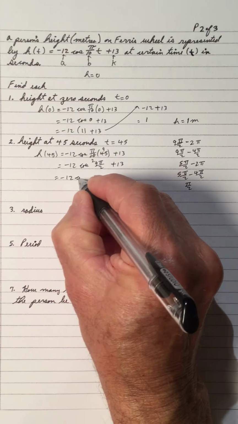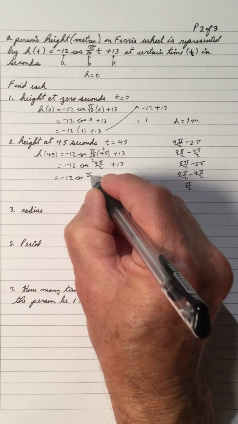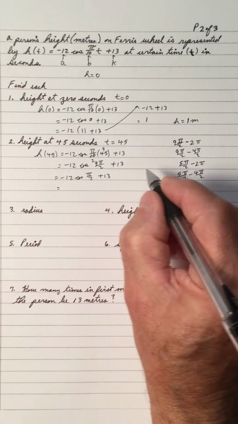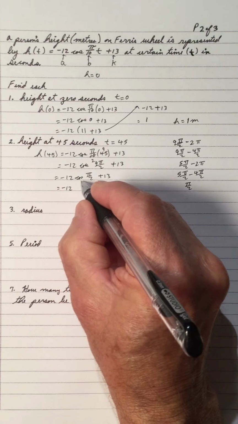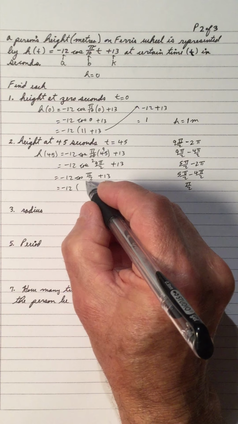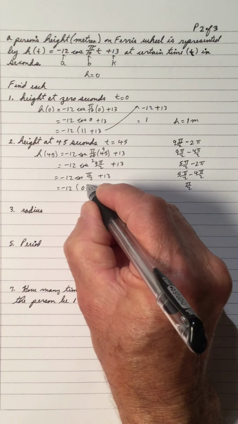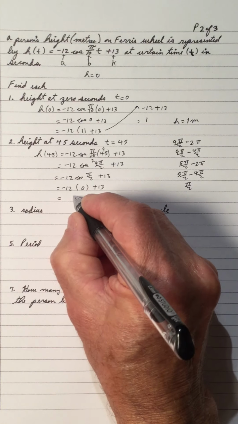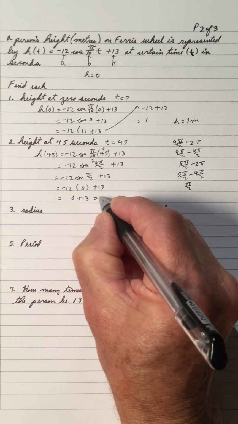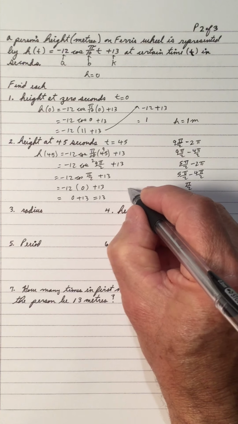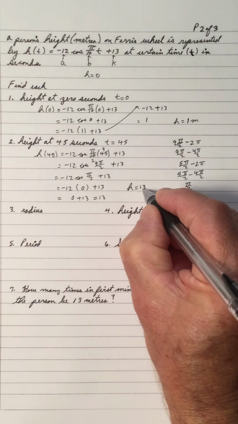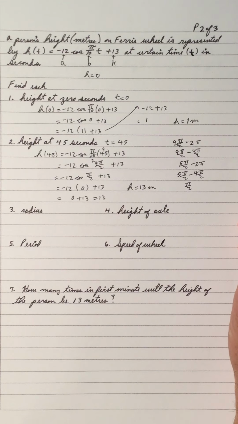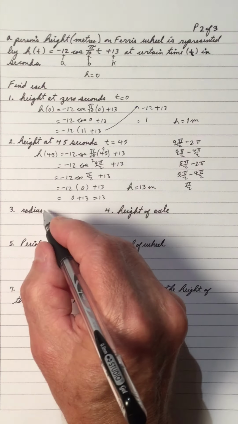So 9 pi over 2 rotating around a circle is the same as 90 degrees. 9 pi over 2 is the same as pi over 2 because it ends up in the same point on the circle. And the cos of 90 degrees is 0. So negative 12 times 0 is 0, plus 13 gives us 13. So at 45 seconds, the height is 13 meters.